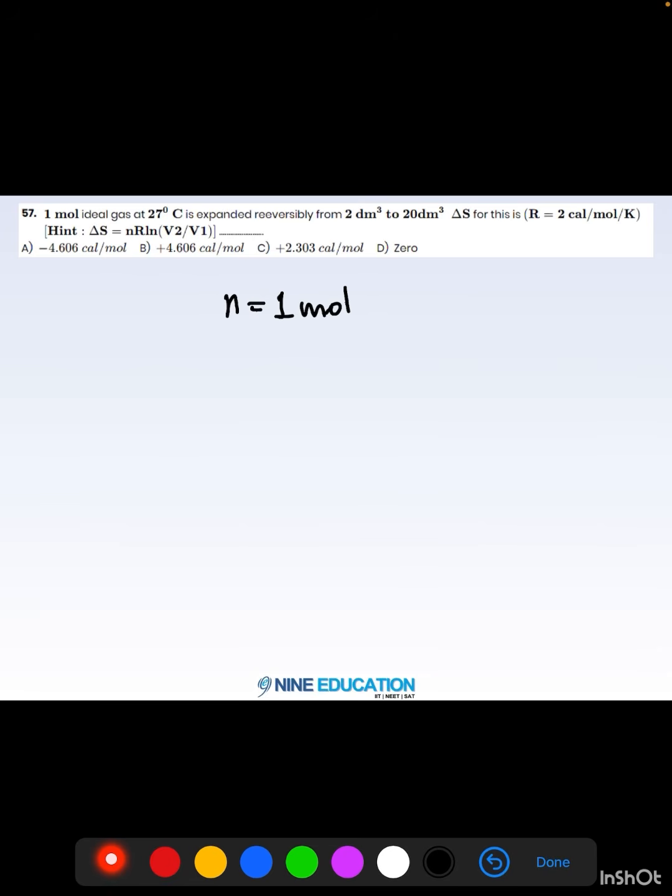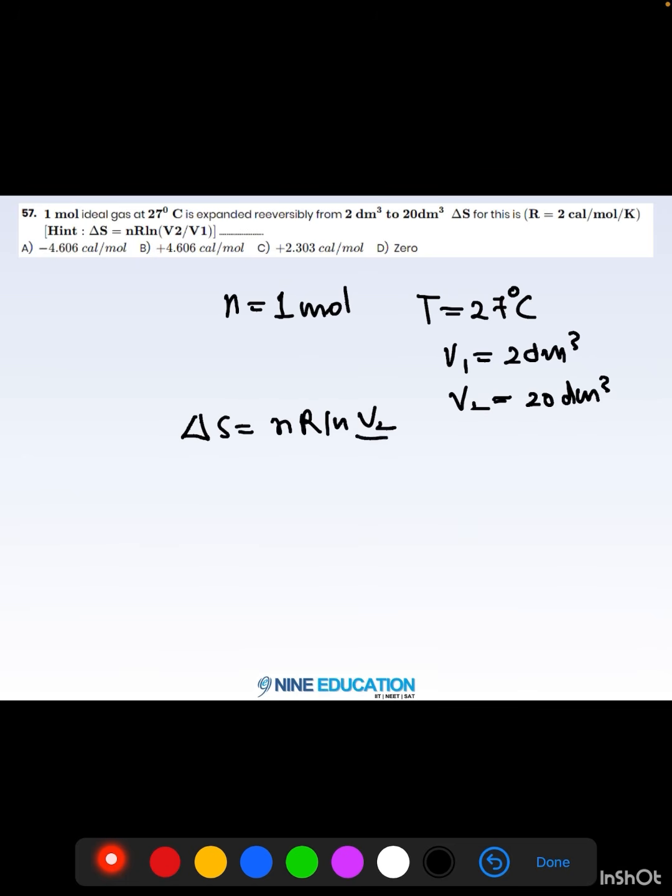The temperature value here is given as 27 degrees Celsius. Also, expansion is there from V1 volume, which is 2 decimeter cube, and V2 is 20 decimeter cube. So if we apply the simple formula for this expansion, we have delta S is equal to nR ln V2 by V1. n value here would be 1, R value is given as 2, ln V2 by V1.